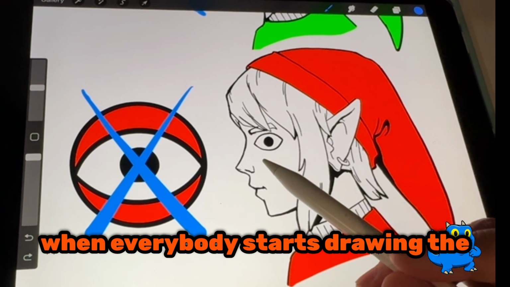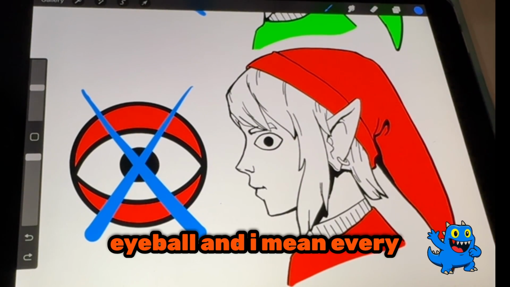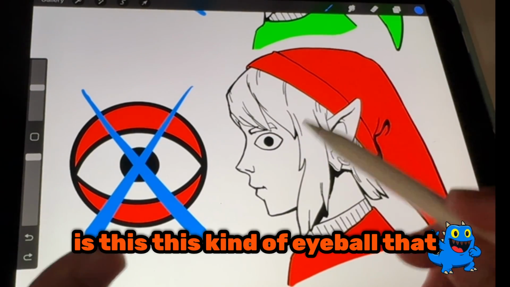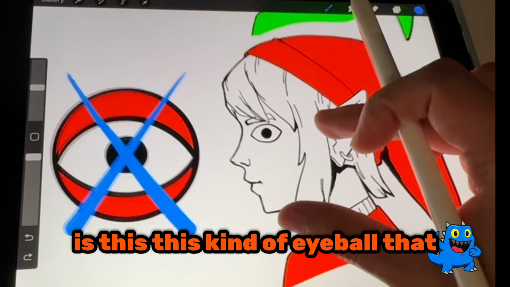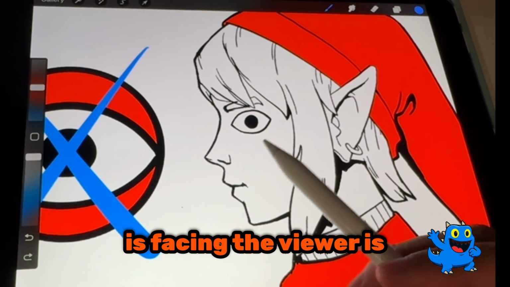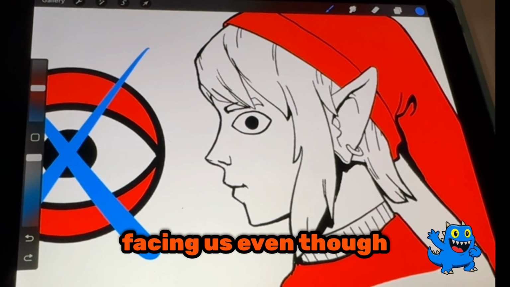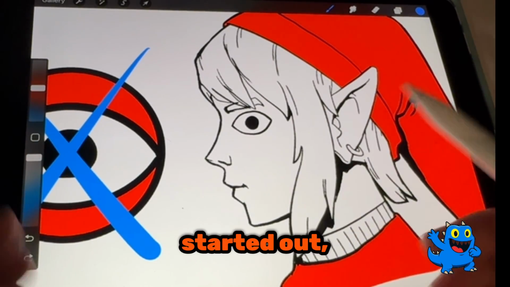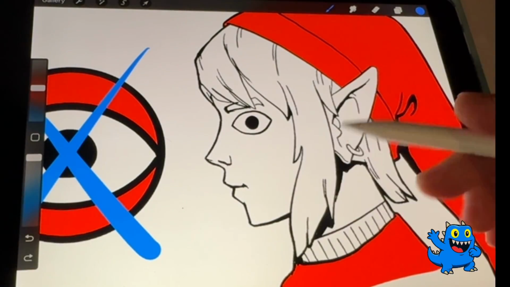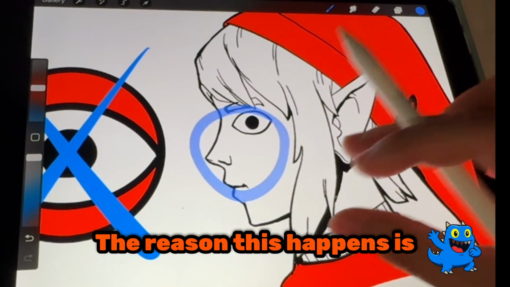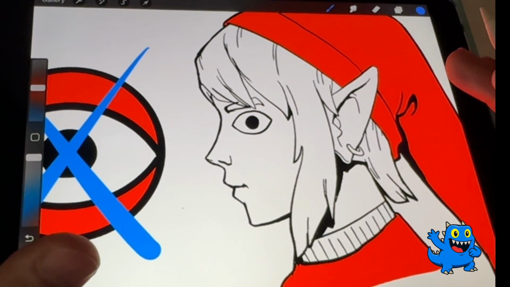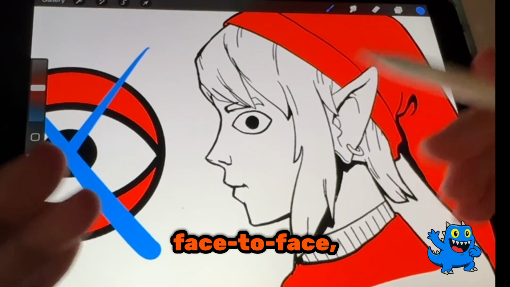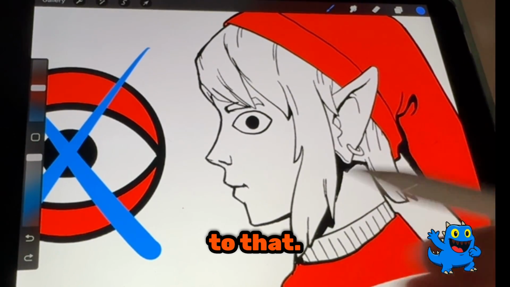So when everybody starts drawing the eyeball, and I mean every artist in the very beginning, one of the most common things is this kind of eyeball that is facing the viewers, facing us, even though he's in profile. I think there's a couple of reasons why this happens, okay? So if you see this right here, right? The reason this happens is because we're so used to looking at people when you talk to them face to face, right? We're so used to that.